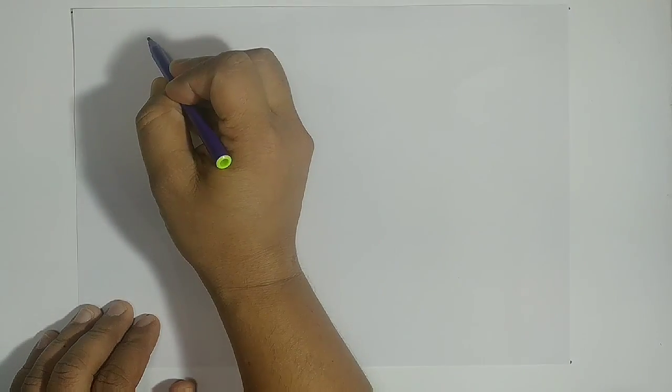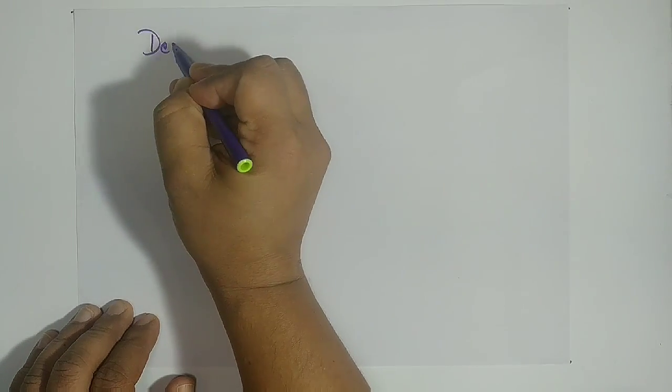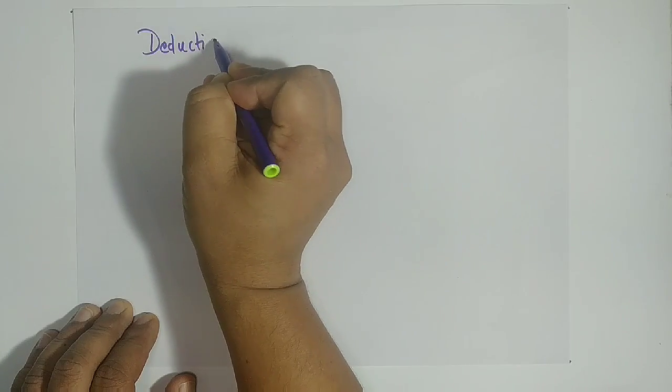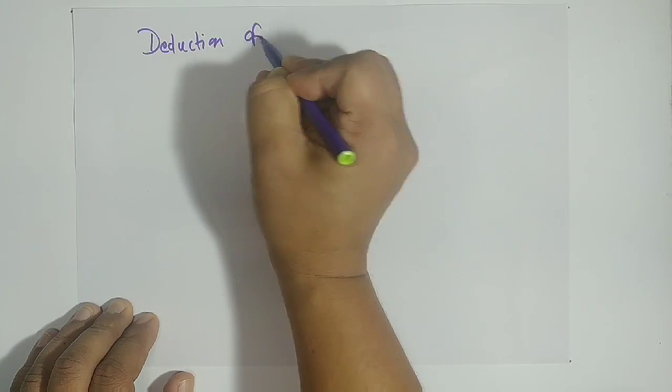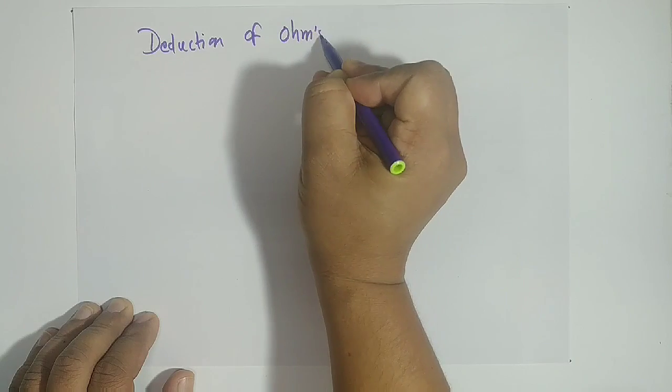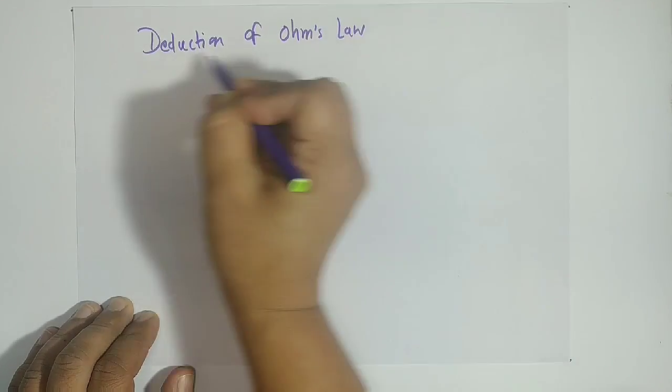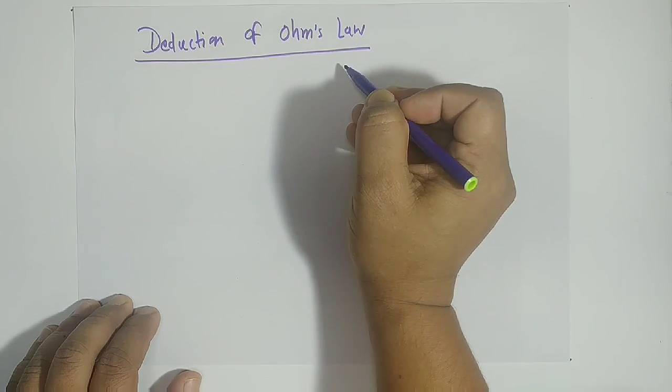Last class we discussed Ohm's law, current in a conductor and some questions based on resistivity and resistance. Today we'll start with how we deduce Ohm's law. So first is the deduction of Ohm's law. Sometimes a question is asked: how is the resistance constant?